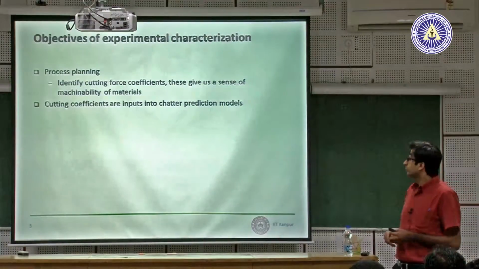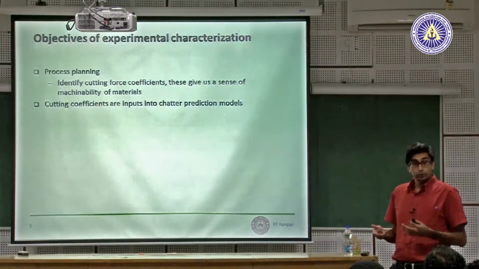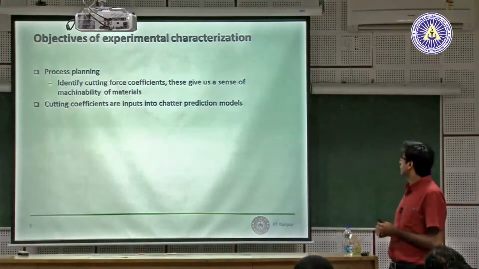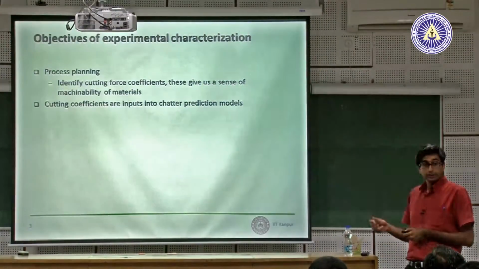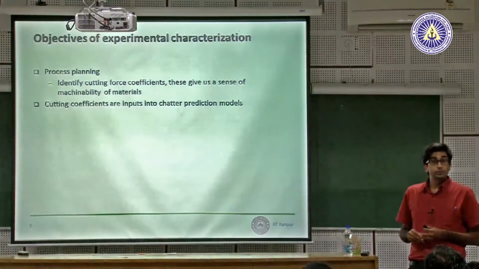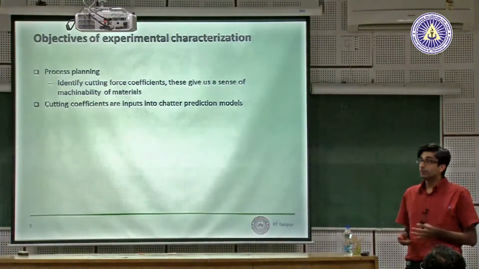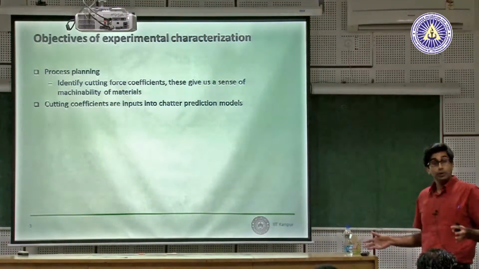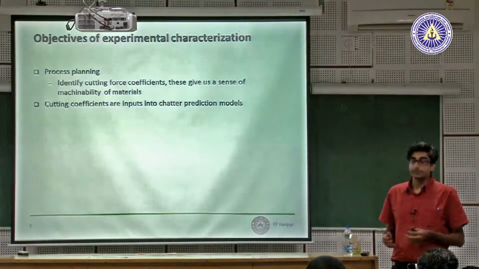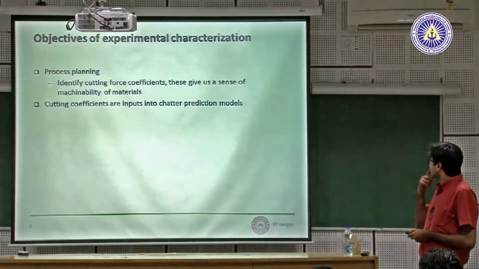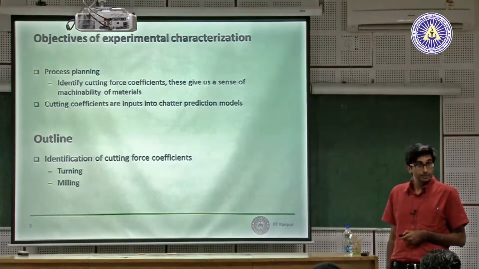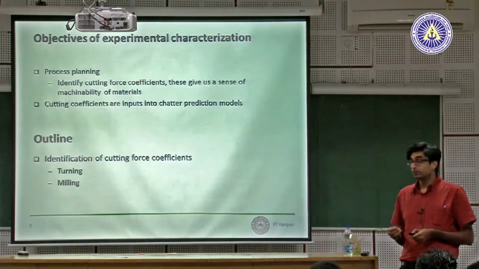I think I've already motivated this. We need those coefficients for force prediction. We need them for input into our chatter models. And these coefficients also give you a sense of machinability of materials with a combination of tool and tool parameters. So it tells you how easy or difficult it is to cut something. So that is the objective. We'll talk about turning as well as milling and how to identify these coefficients.